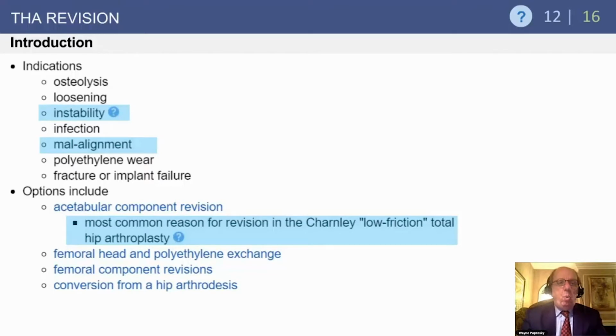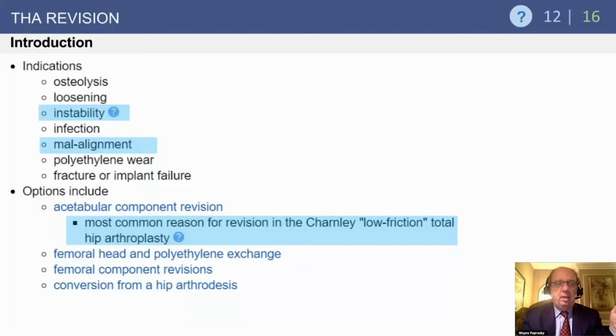So what are the main indications for revision surgery? Instability, malalignment. These are the two real main reasons. Instability can be because of abductor deficiency. Malalignment is when the acetabular component is not adequately positioned.